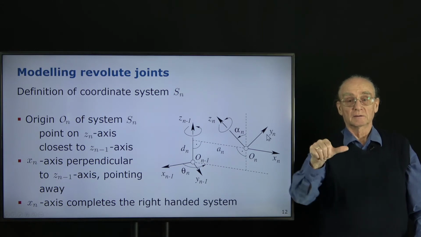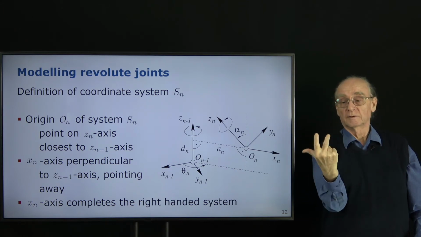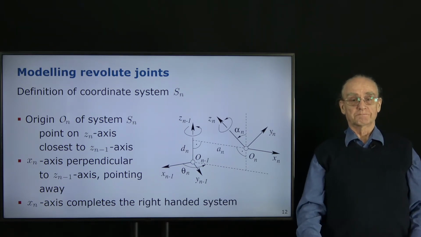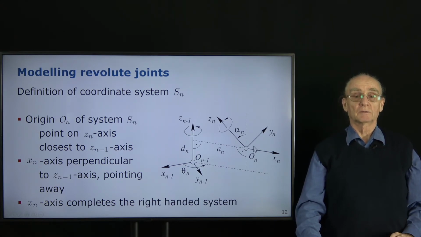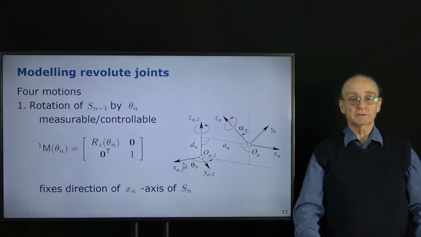So we have this way, and this way. So we have these three coordinates, x, y, z. So this is the definition of the new coordinate system, and now we want to describe this in terms of 4 parameters. The principle is that we take this coordinate system, Sn-1, and move it into this coordinate system in 4 steps. The first step is we rotate this system around its Zn-1 axis by the angle theta n.